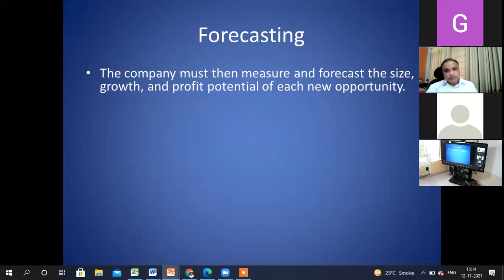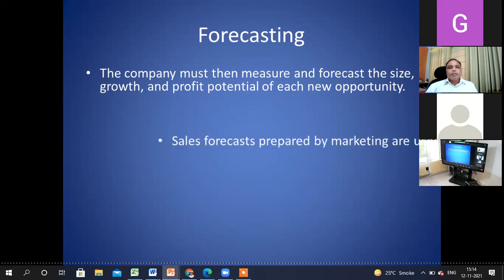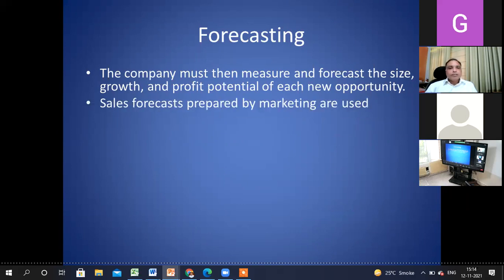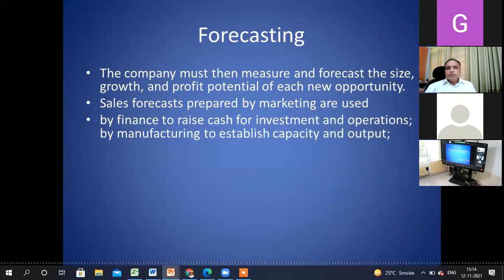And it happened. So you need to forecast that whenever you bring a new product, what would be the size, what will be the growth, and will it be a profit potential or not? Sales forecasts prepared by marketing are used by the finance department to raise cash for investment and operations, and by manufacturing to establish capacity and output.